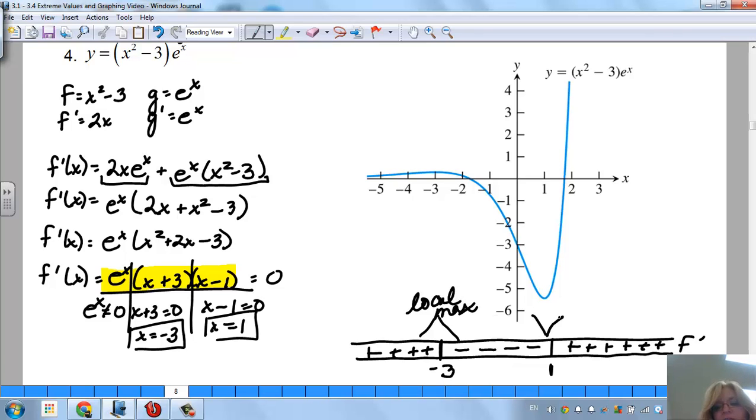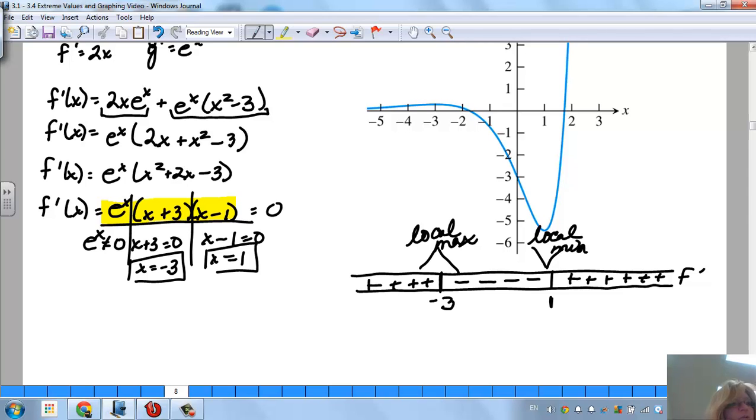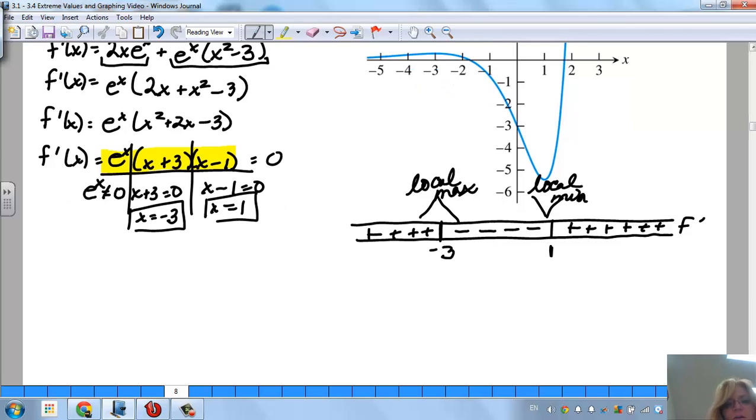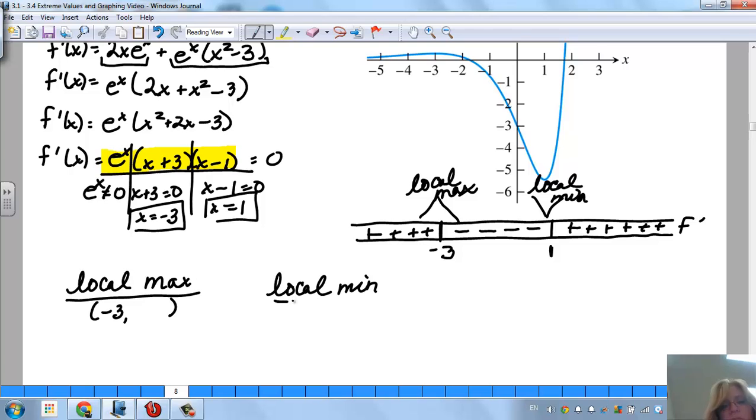This is negative, then positive. This is a local min. This is nice. I like it when there's both there. Okay? So let's do this. Our local max is going to be negative 3 something. And our local min is going to be 1 something.